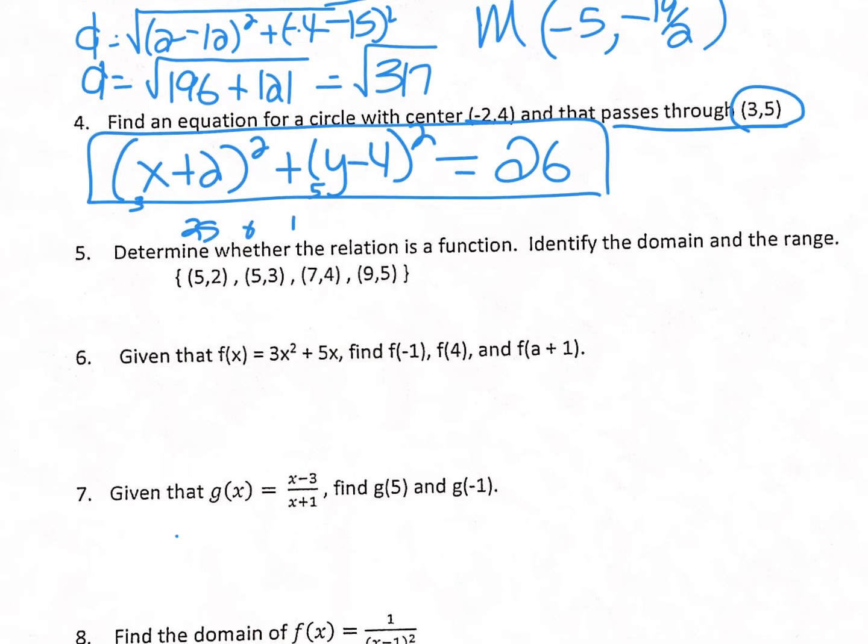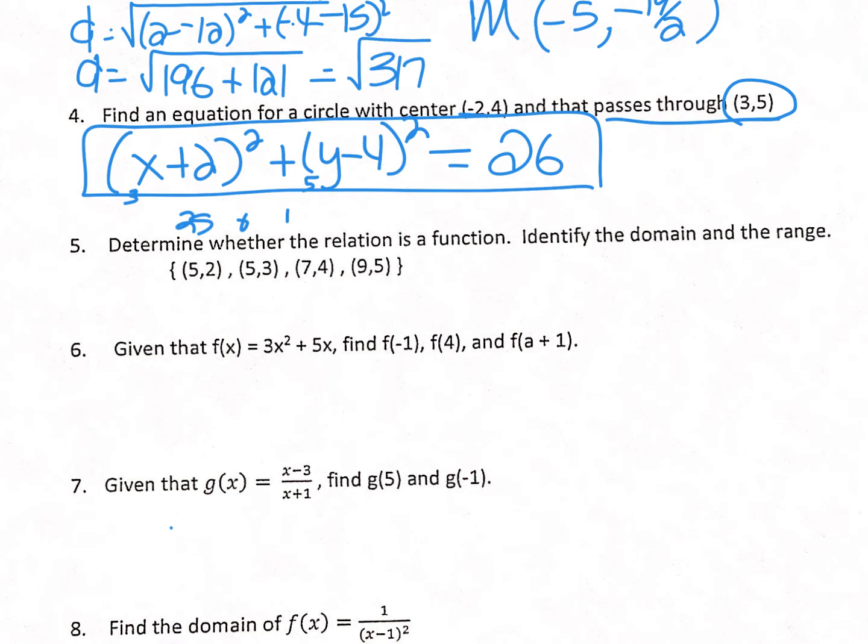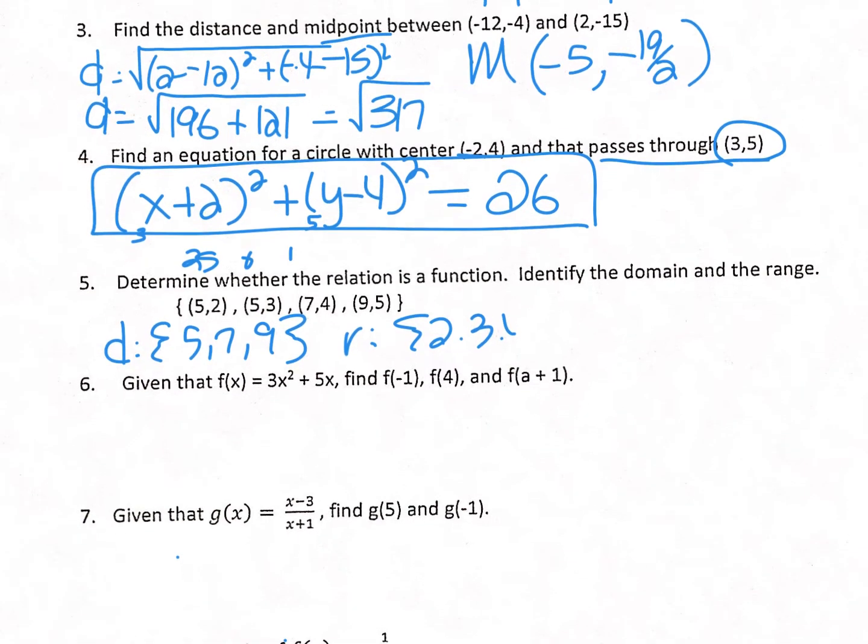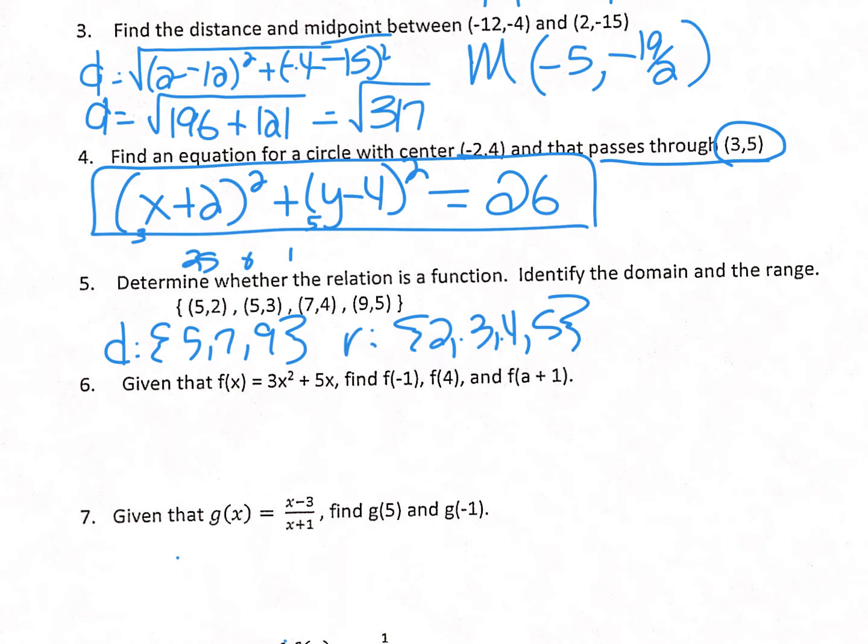Number 5. Determine if it's a relation or a function. Identify the domain and range. First of all, remember the domain are your x's, your x coordinates, which are 5, 7, and 9. Your range is your y coordinates, which are 2, 3, 4, and 5. Then it's going to ask you, is it a function or not? And this is a no, because remember, a function is every x has exactly one y. If we look at this one, that's a 5. But the 5 has a 2 for a y and a 3 for a y. So every x doesn't have exactly one y. The 5 has 2 different y's. So it's a no.